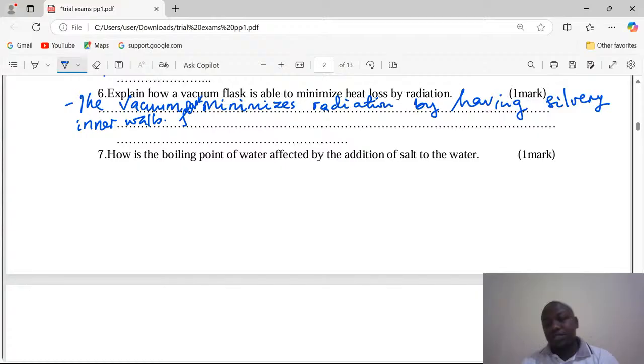So the inner walls, when they are highly polished or simply silvery, are going to absorb very little heat from the liquid which has been stored inside. They will absorb very little because highly polished surfaces are poor absorbers of heat. Therefore, the heat will not be absorbed by the walls which are storing the content of the flask. So you must know that.